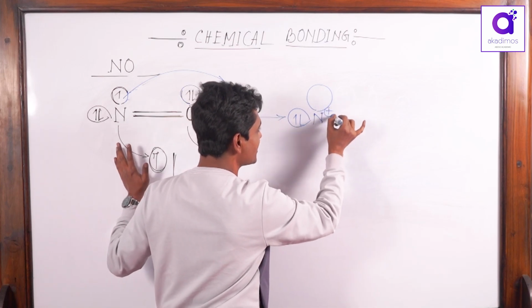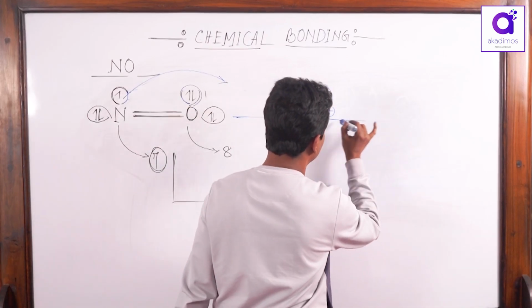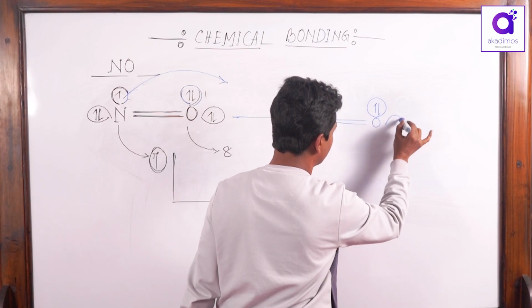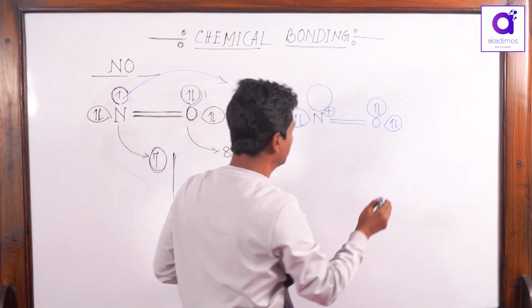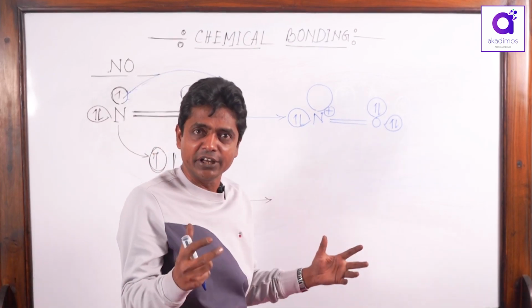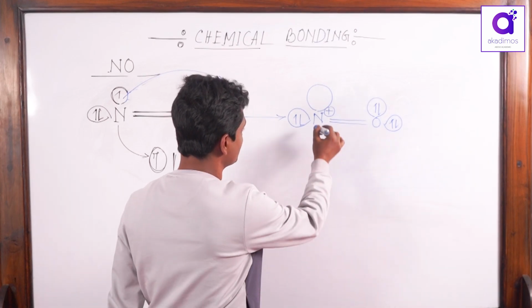And here you will get a plus charge, since an electron has gone from nitrogen. And it is a double bond. And remember, when it is a plus, its electronegativity highly increases. You know, N plus is more electronegative than fluorine due to this plus charge. Electronegativity means the attraction brought towards the electron.